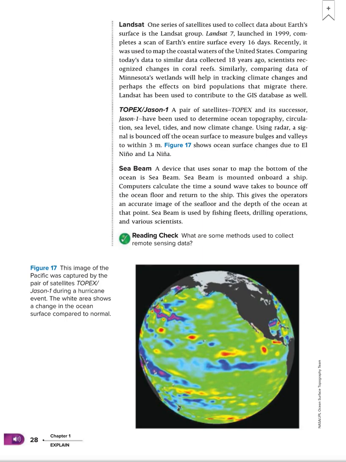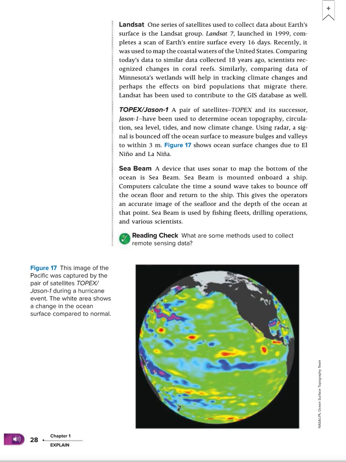So a pair of satellites, TOPEX, and its successor, JASON-1, have been used to determine ocean topography, circulation, sea level, tides, and climate change. So using radar, a signal is bounced off the ocean surface to measure bulges and valleys within 3 meters. Figure 17 shows ocean surface change due to El Nino and La Nina. So if you look here, you can see the image that you get when you bounce that signal off.